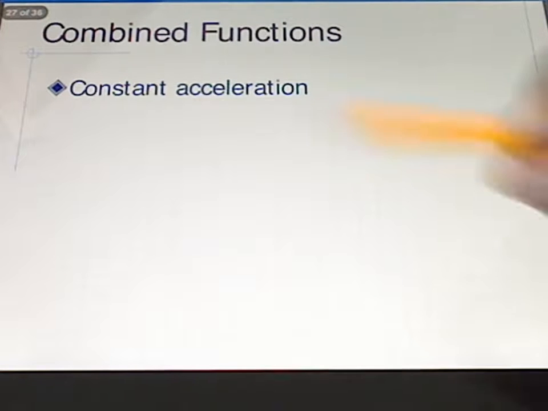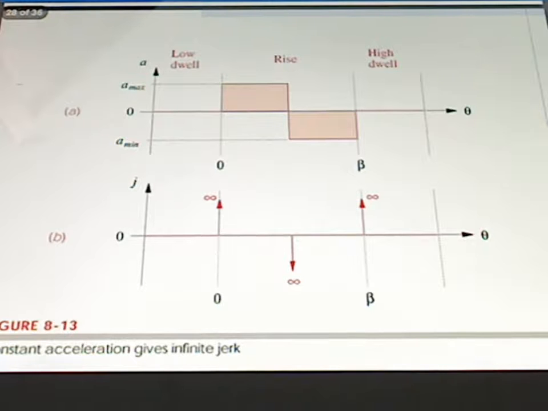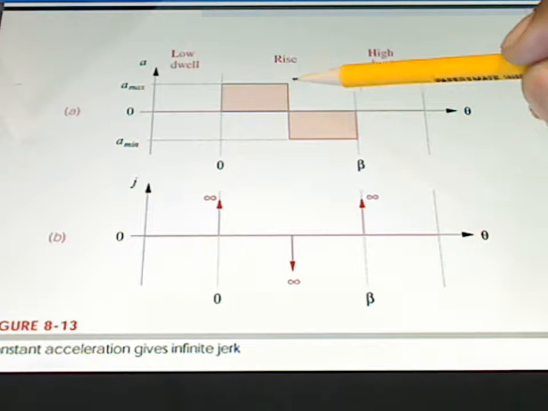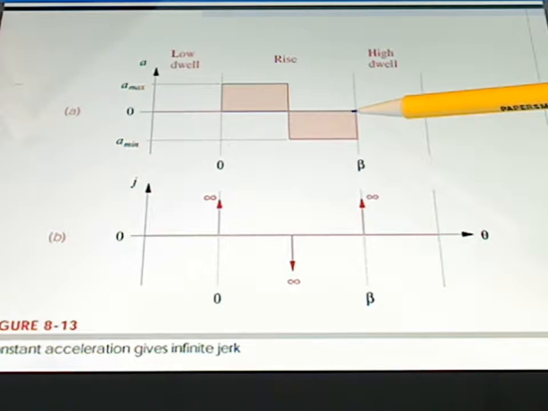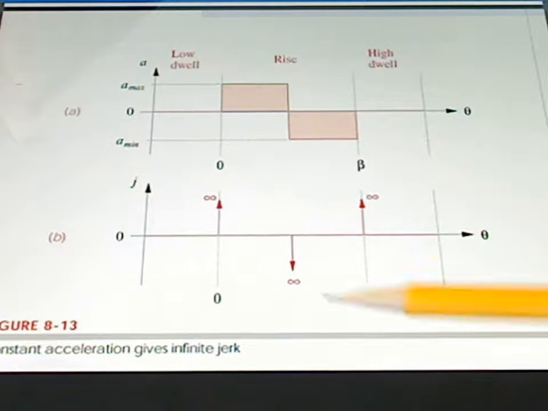Now we're going to look at something called a combined function. The first thing that we're going to look at is a constant acceleration. This is just another example of cam design. In this case, we're looking at something that is often called bang bang, where we get a maximum acceleration, the maximum that we can get for a period of time, and then a maximum deceleration for a period of time, which is going to get us from our low point to our high point.